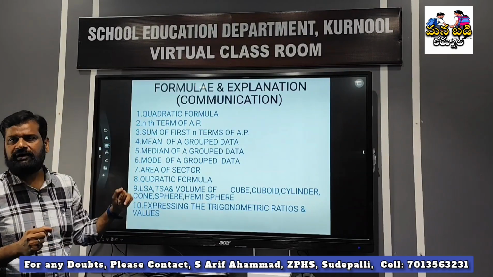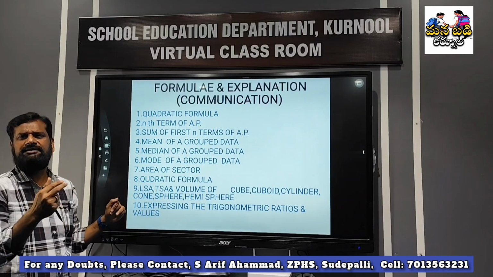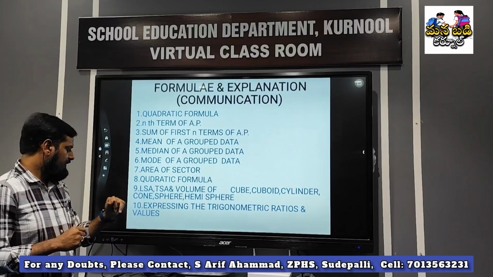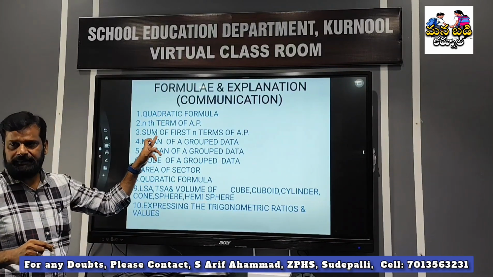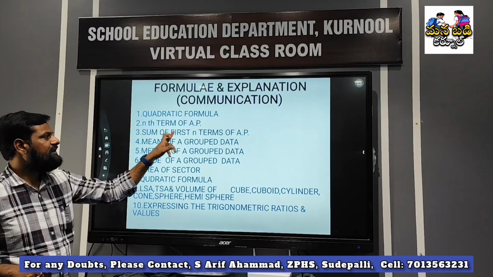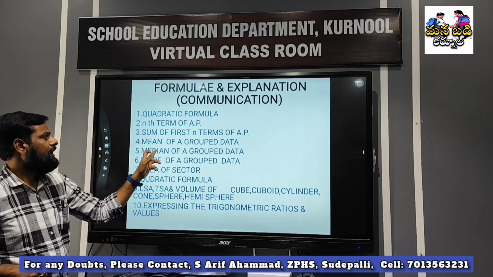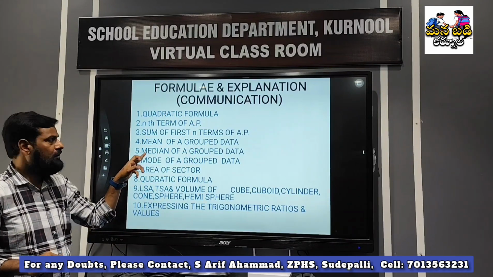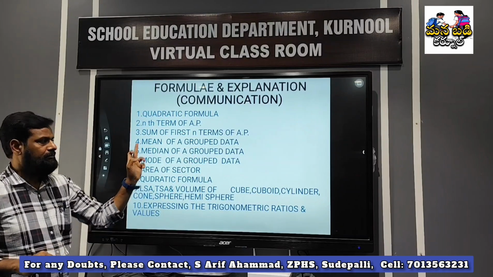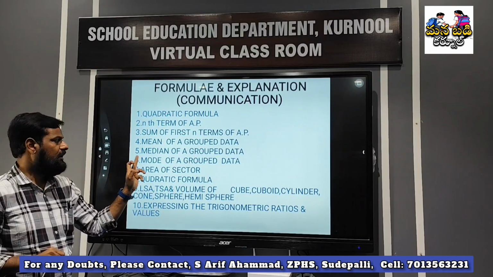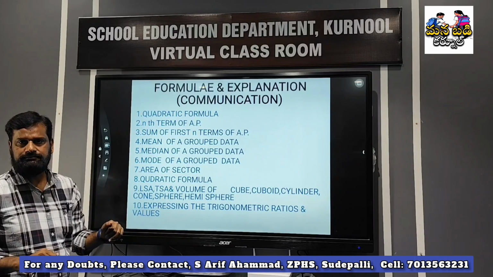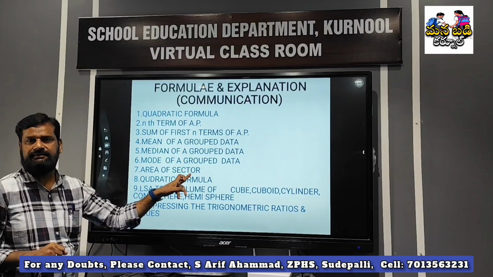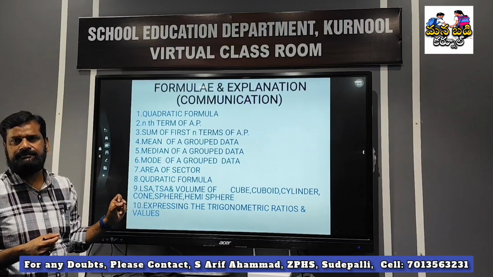First, quadratic formula. Ax square plus bx plus c is equal to 0. Formula minus b plus or minus, like that. Next, sum of n terms of AP. Recently asked question. These 3 questions, I think every student has learned. Mean of a group of data, median of a group of data, mode of a group of data. We can expect this type of questions, remaining questions. What is the area of sector? And explain each term in it.